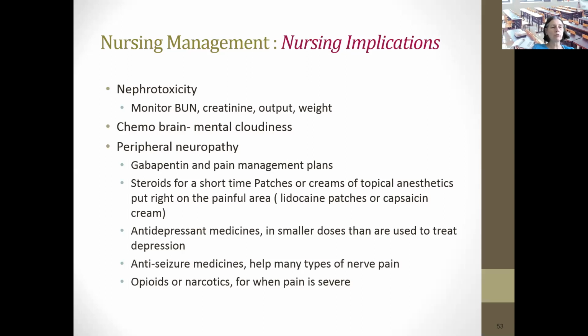Steroids can be used to decrease the inflammation. We can use them topically to numb the area, like lidocaine cream. Antidepressant medications in low dose can be used for neuropathic pain. Anti-seizure medicines like Tegretol and Dilantin can be used for the control of neuropathic pain. If the pain is really severe, last-ditch effort, we can give an opioid, but we're only going to do that if we can't control it through other modalities.